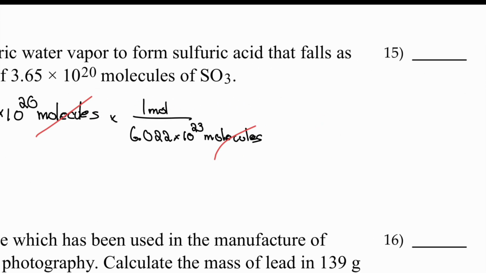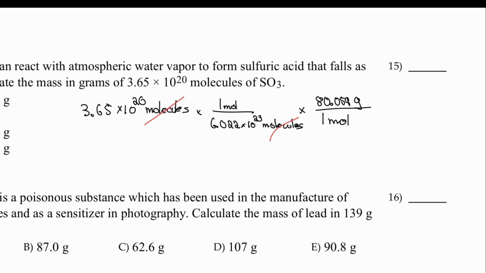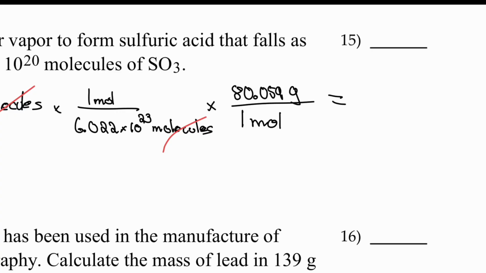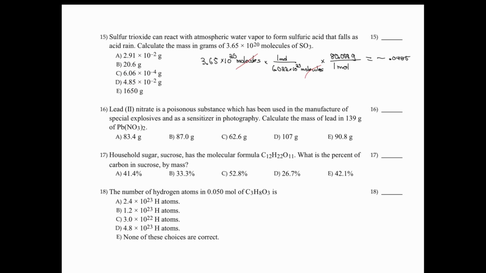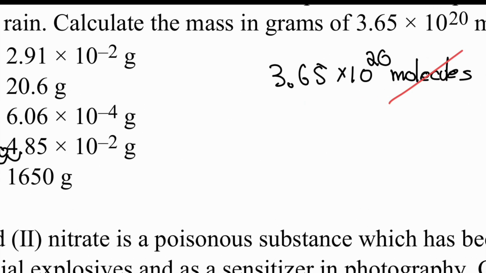So we're going to divide by molecules because we want to get out of molecules and into grams. Think into grams. So we can't be in moles, so let's use the molar mass to get right out of moles. The molar mass for this will be 80.059 grams. We're going to get an answer of somewhere around 0.0485, which if we try this, we'll get there, and that looks to be it.